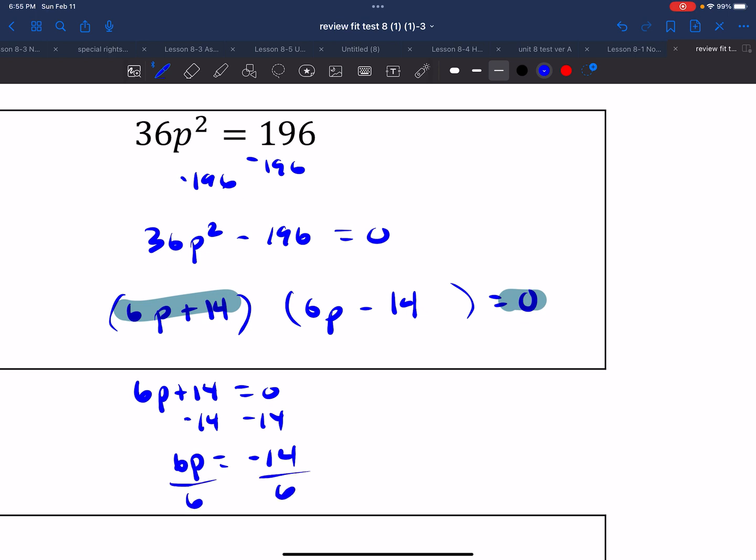Divide both sides by 6. So p is negative 14 over 6, which reduces to negative 7 over 3. And that should apply to this problem here as well.